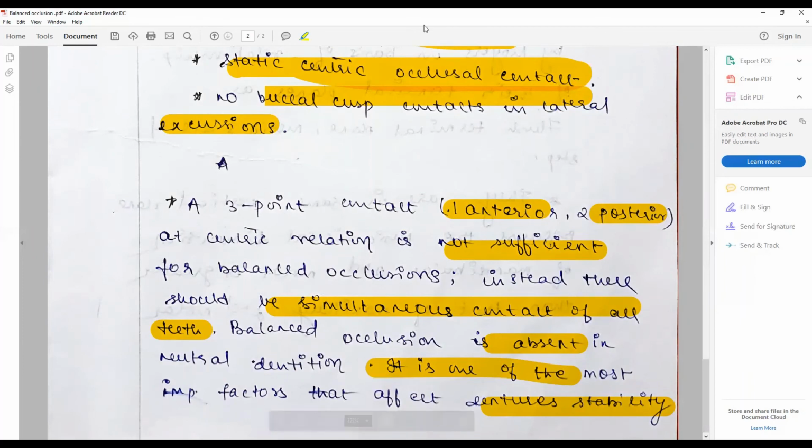With that, we come to the end of the short notes on balanced occlusion. A very, very confusing, often asked question in the university exams.